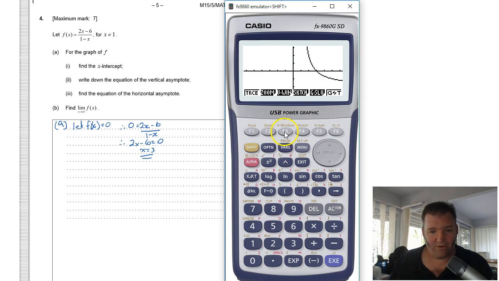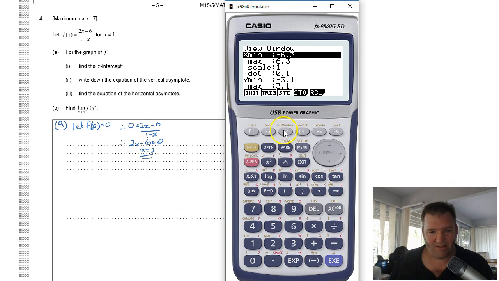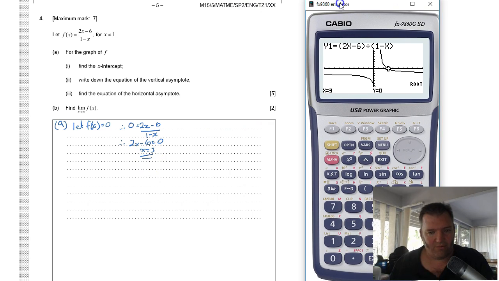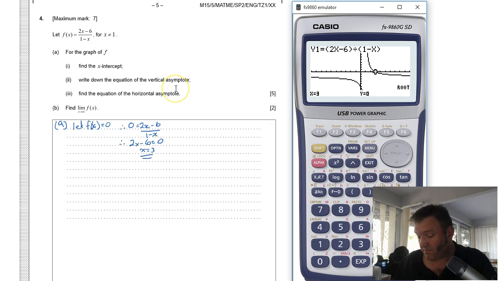Remember, if you don't have a nice view, I recommend going and trying the standard view as a starting point. You can always adjust from there as need be. How do I solve on my calculator? G-solve using the Casio. Apologies, I don't have a TI or an HP to go through. This is the emulator I've got. I want to G-solve, and find the root of the equation. The root is x equals 3, when y equals 0. So we know we got it right. Still only 2 minutes in, and that was worth something.